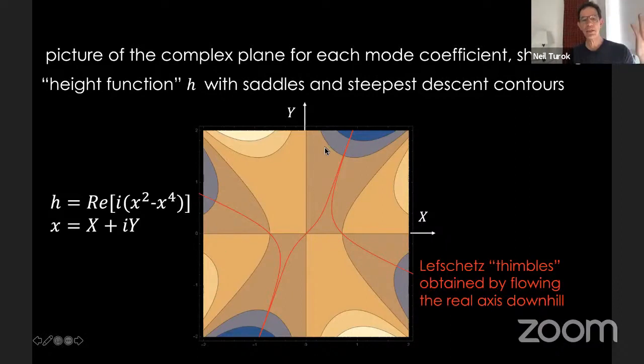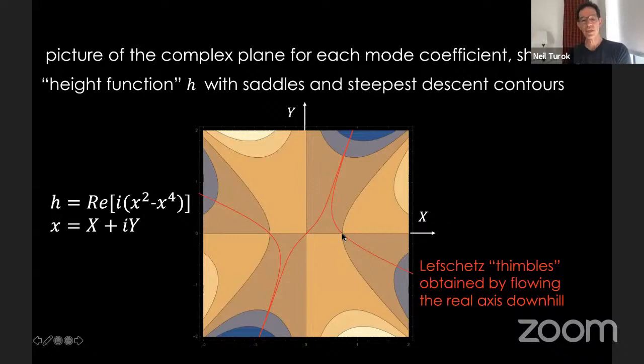So the height function h is just the real part of the exponent. If you take the magnitude of the integrand, that depends on the exponential of the real part of the phase, and that is the height function. You flow the contour in that height function to go downhill, and these are the exact steepest descent contours. You notice there are three of them, one for each saddle. These are the Lefschetz thimbles.